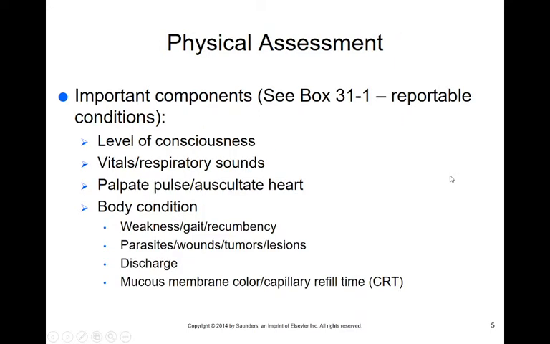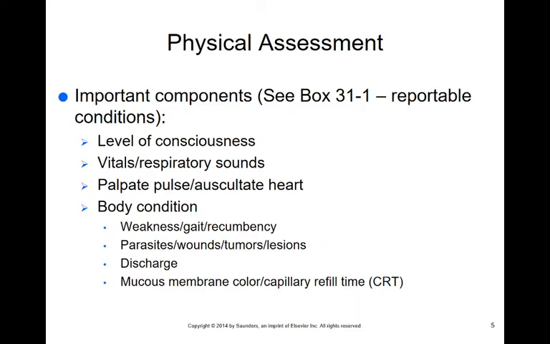In the physical assessment, there are certain components that we pay particular attention to. Box 31-1 has some reportable conditions that you will want to report to your doctor. Basically, we look at the level of consciousness, making sure their vitals, temperature, pulse, and respiration are good, and that we can hear their lung sounds without working too hard. We want to make sure they're not making too loud of respiratory sounds. Their respiratory system must be intact for most of the procedures that we do.